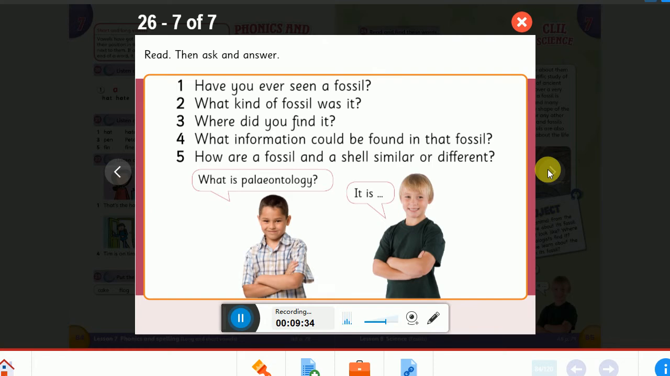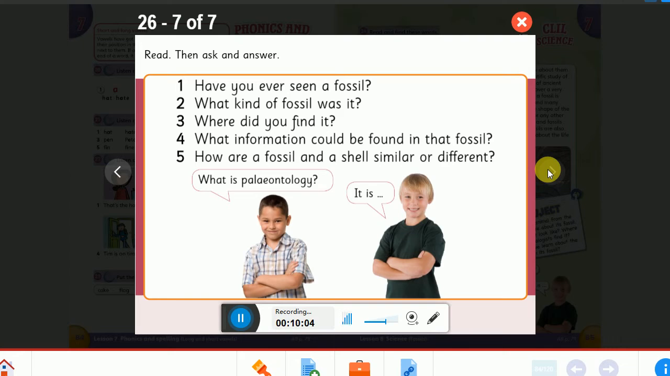Let me ask you now. It's your turn to answer. Number one, have you ever seen a fossil? Any one of you, ask yourself, have you ever seen a fossil? You may have seen a fossil in a museum, or one of your relatives may be a paleontologist, or you may have seen a fossil when you traveled abroad. Ask yourself. Either yes or no. You can say yes I have or no I haven't.